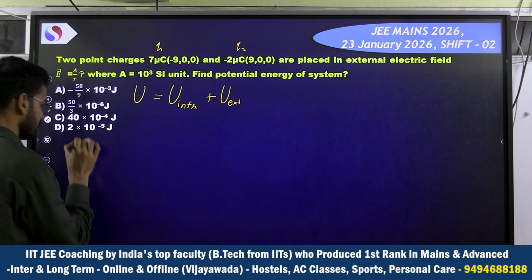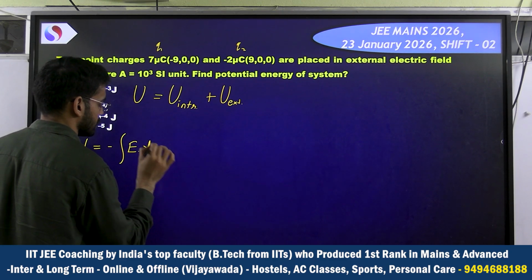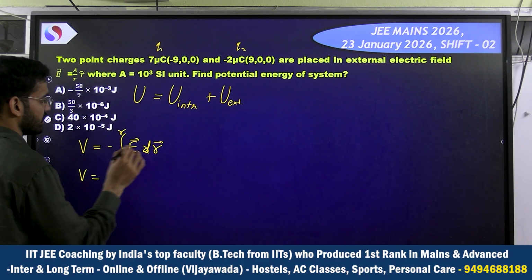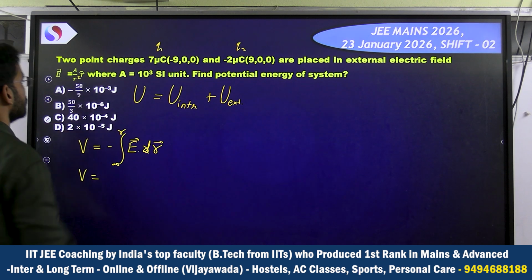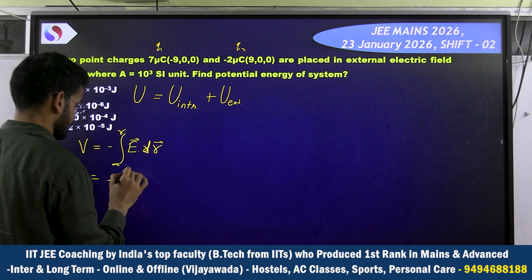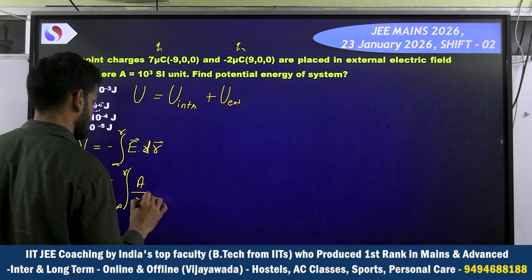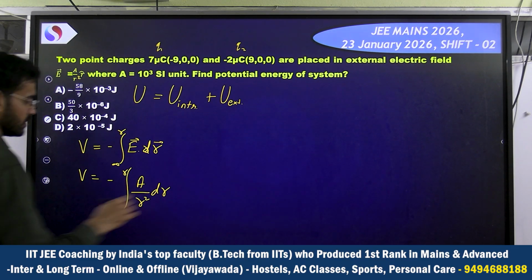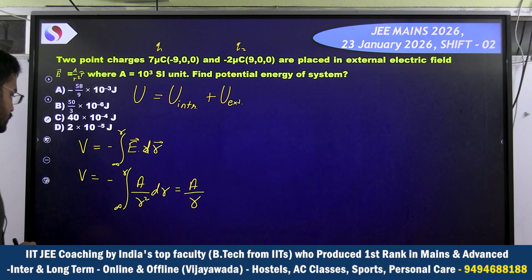So if you first find out, due to the external electric field, what is the potential, right? V will be what? Minus E dot dr, which you have done many times, from infinity to R. So if you do that, E value is A by R, okay, I think it was A by R square. So A by R square, what will come? Minus integration from infinity to R of A by R square dr. So what will come here? Minus 1 by R, right? And then you will put the limits, so here this will come A by R. So A by R is the potential, right?